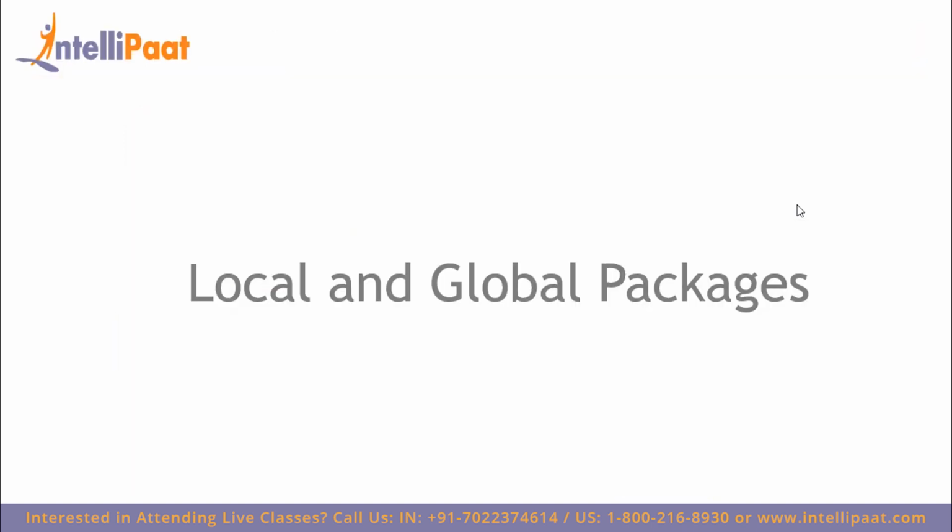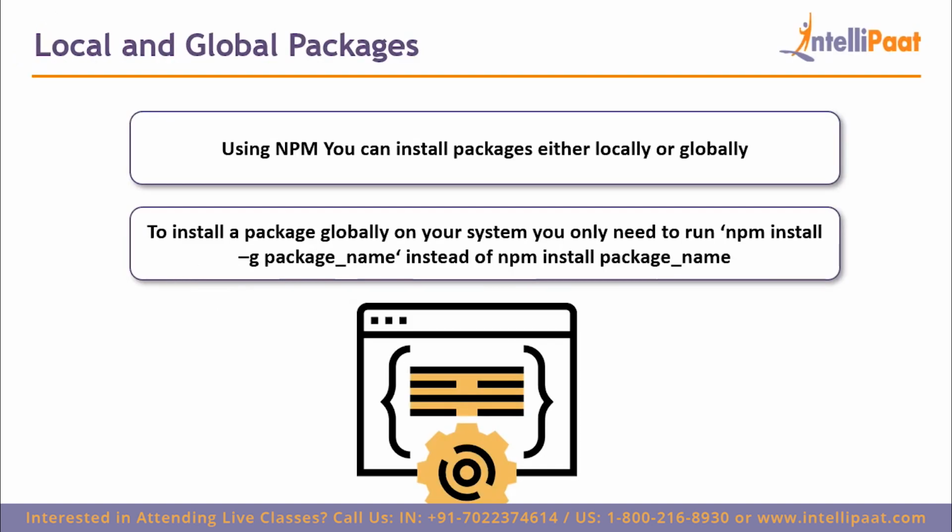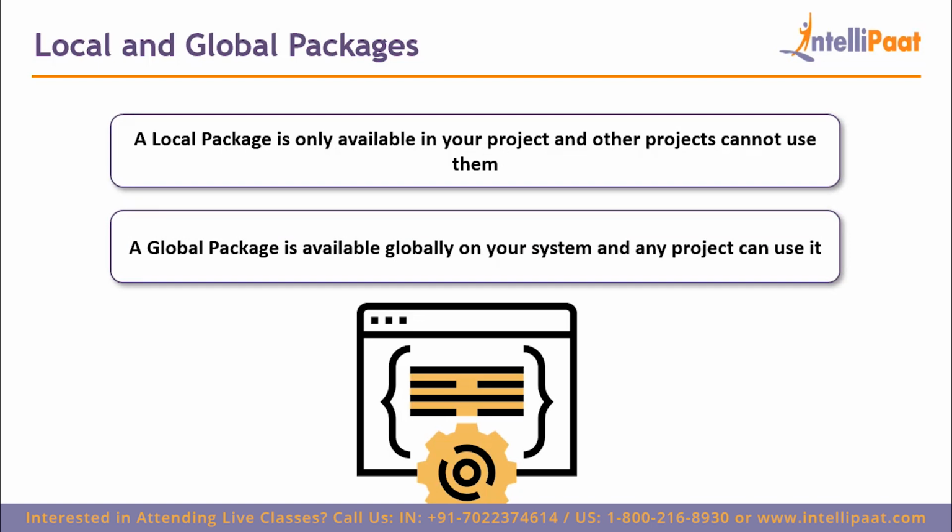Now let's take a look at local and global packages. So using npm, you can install packages either locally or globally. So what does that mean? Well, local packages are installed using the simple npm install and the package name command, and then global packages are installed using npm install, and we pass in the -g flag and then the package name to instruct npm that we wish this package to be available globally, that is to be installed on this system globally, which any project can use.